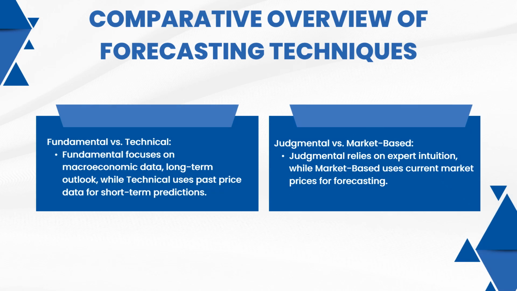As you can see, each forecasting technique has its own benefits and challenges. Fundamental analysis is great for long-term predictions because it uses economic data, but it might not be as reliable for short-term movements. On the other hand, technical analysis is faster and good for short-term forecasts, but can miss important external factors. Judgmental forecasting is quick and useful in uncertain times, but lacks the data support of the other methods, while market-based forecasting reflects real-time market conditions, but is limited to what's currently known.